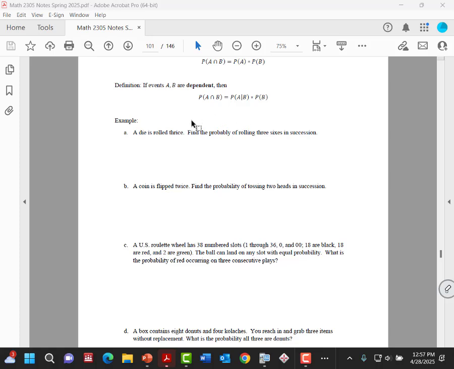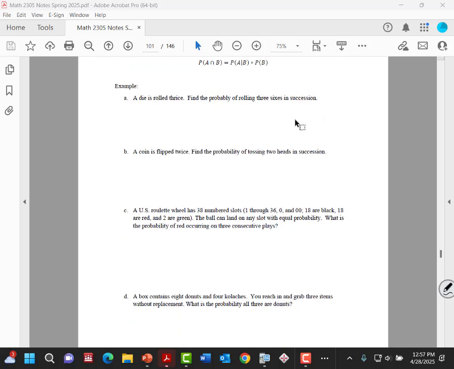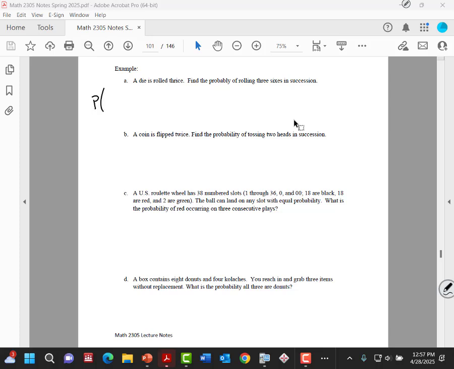A die is rolled thrice. Find the probability of rolling 3 sixes in succession. So let's take a look. The probability of 3 sixes, so that'd be a 6 on the first, a 6 on the second, a 6 on the third. This would be 1/6 times 1/6 times 1/6. Each die roll is independent of the others. So this would simply be 1/6 to the third power, or 1/216.